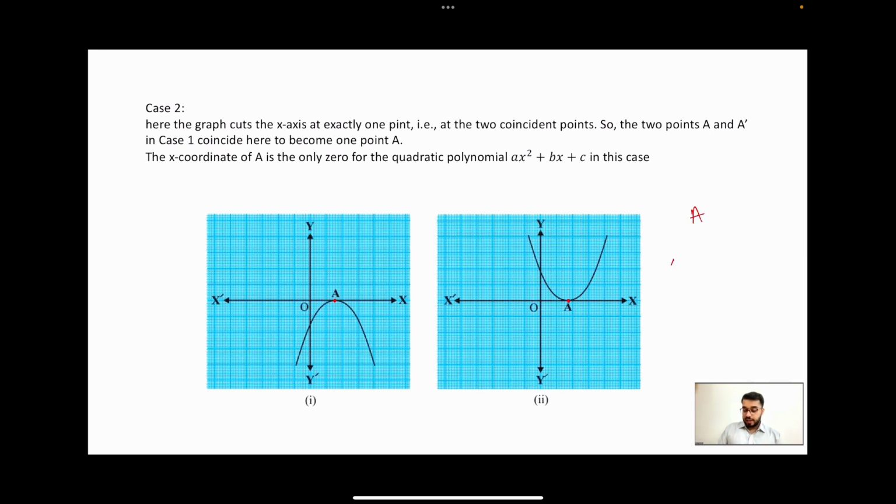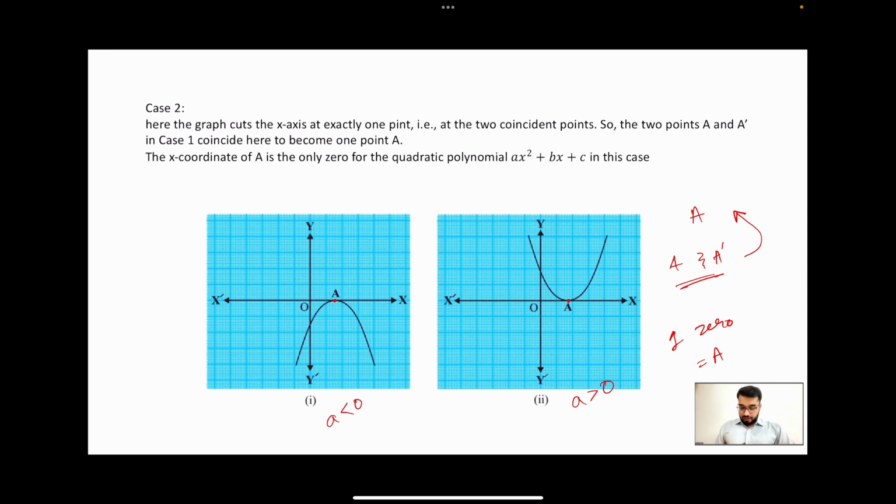So that means in this example, a and a dash coincide and become a. So this means that this quadratic equation will only have one zero, which is a. And just as a point to always remember, in the first figure, a would be less than 0, and in the second figure, a would be greater than 0, which is the coefficient of x square.